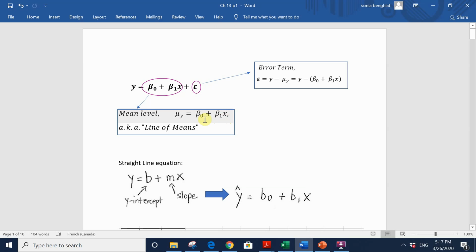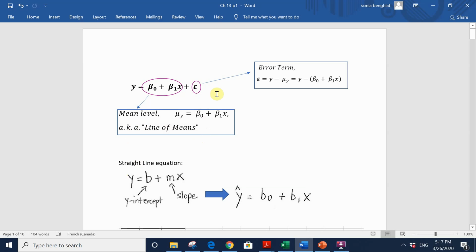Okay, so this looks a lot like a line equation. If you remember from before, we saw that a straight line equation was made up of a b, which is the y-intercept, and a slope times x, right? So mx over here. So we see some similarities here between the mean level equation and a straight line equation, okay? Hence, we can call the mean level or the mean value of y the line of means, okay?